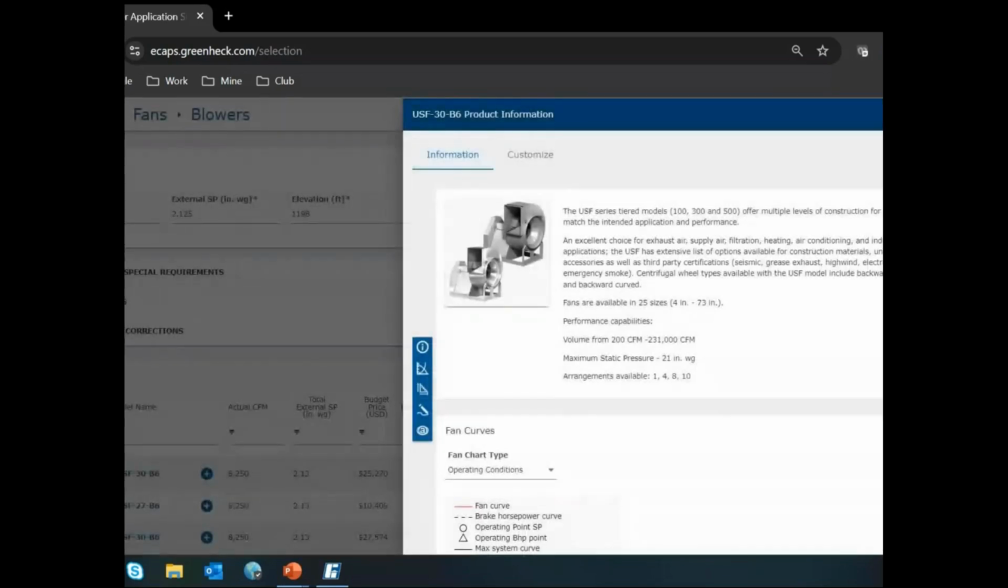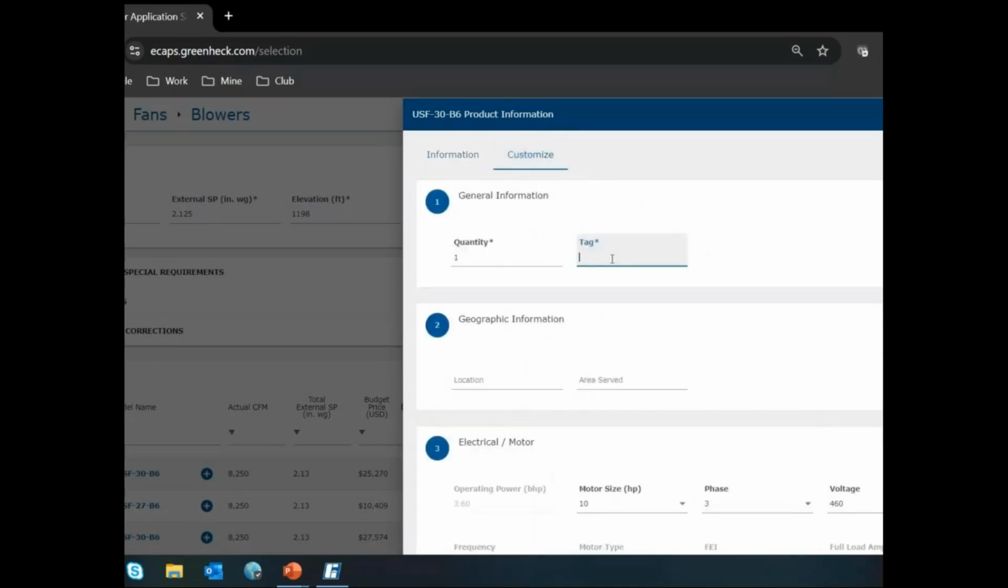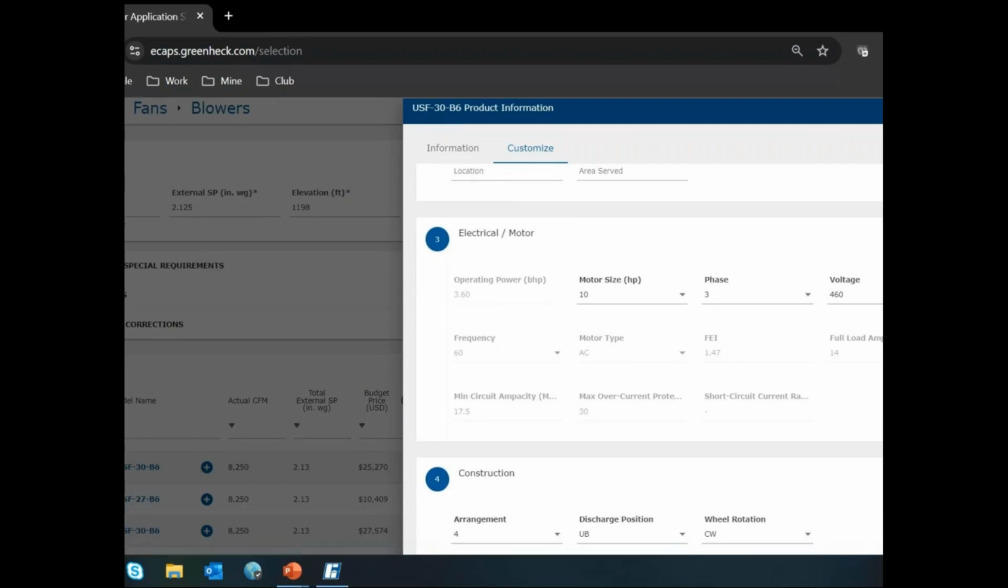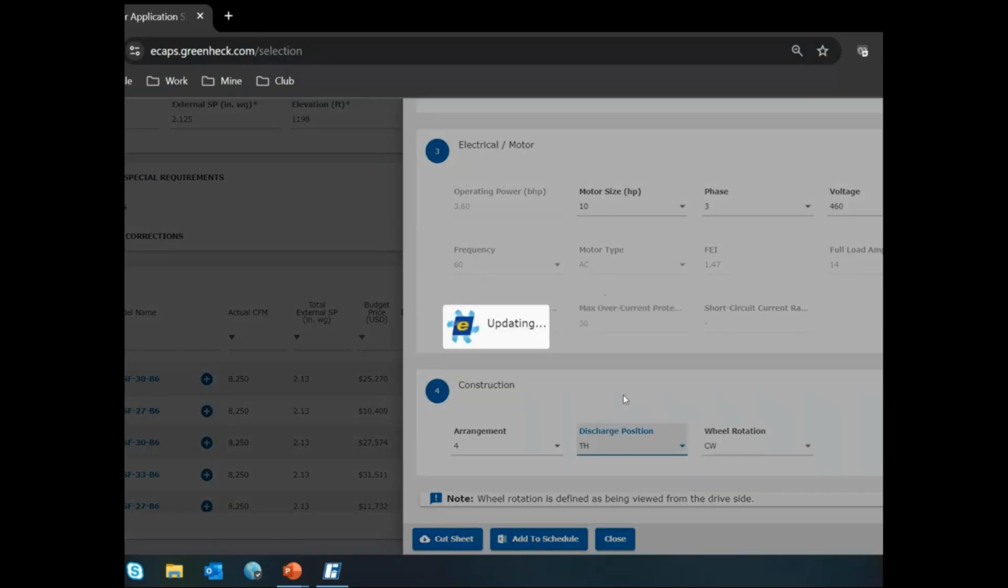I'm going to go in, customize, and call this EF2. Awesome. It's got a 10 horse. I can even define three-phase voltage arrangement on a blower fan, defining that I want an upblast or a top horizontal type discharge. Boy, talk about keeping system effect from happening by defining your discharge, right? All these little things can come in and help you out.